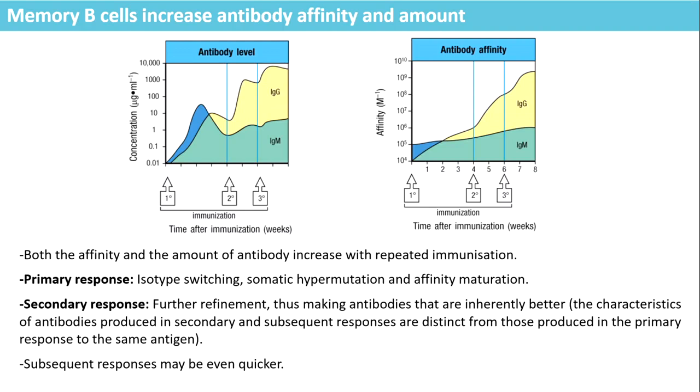So when it comes to a secondary response, we've actually got antibodies that are inherently better, and we can get further refinement of them. But it's important to remember that the antibodies that we get during a secondary and any subsequent exposure will be quite different to the antibodies that we see in our primary response. And as I mentioned before, any subsequent responses will tend to get quicker because we've got that immunological memory in place.